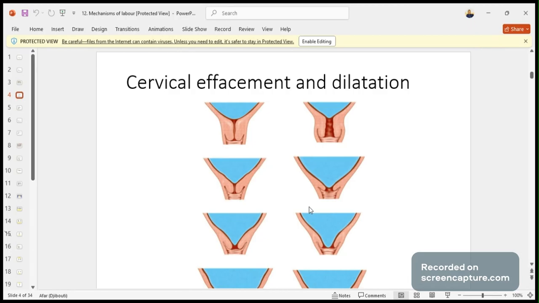Now, if you're watching on YouTube, you can see these are the images of cervical effacement and dilatation.